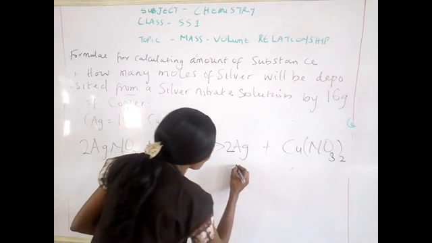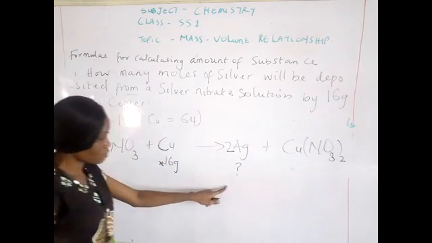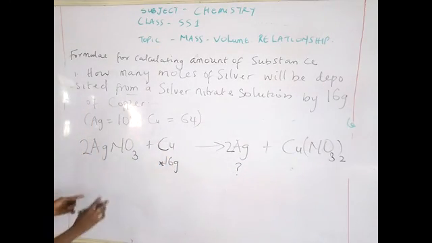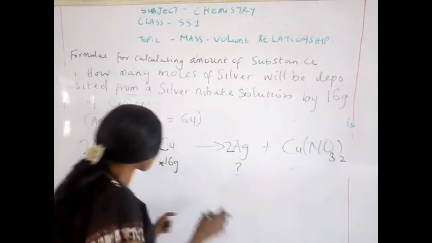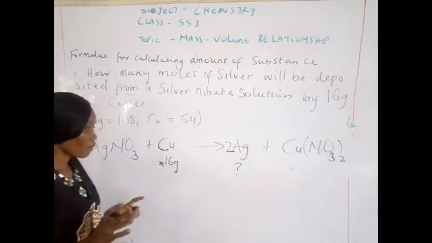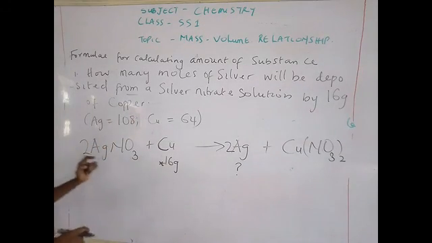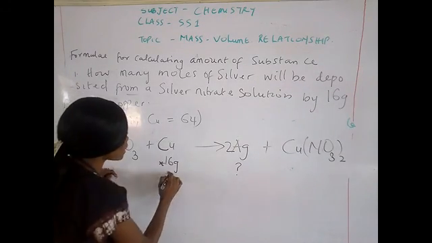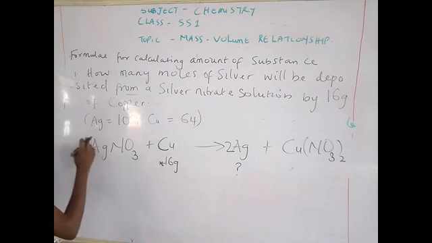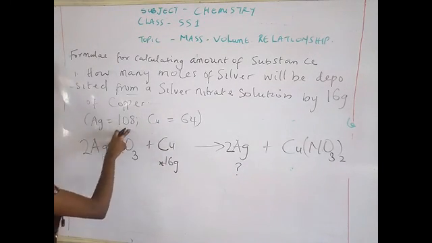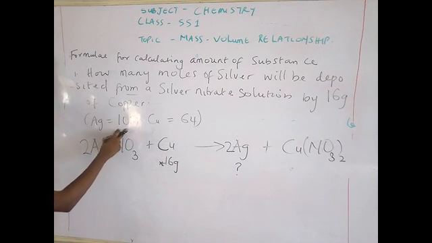So we don't have any value for it, but this is it. This tells us that we don't have anything to do with this silver nitrate and this copper nitrate. So our focus is going to be on this and this. Now, we are looking for the amount of moles of silver. So let's concentrate on these two. Now we have 16 grams of copper.